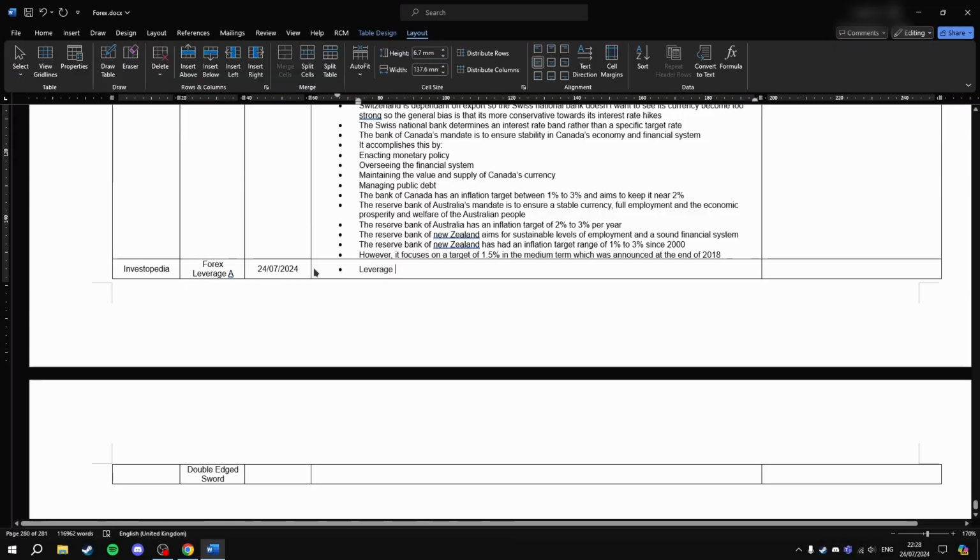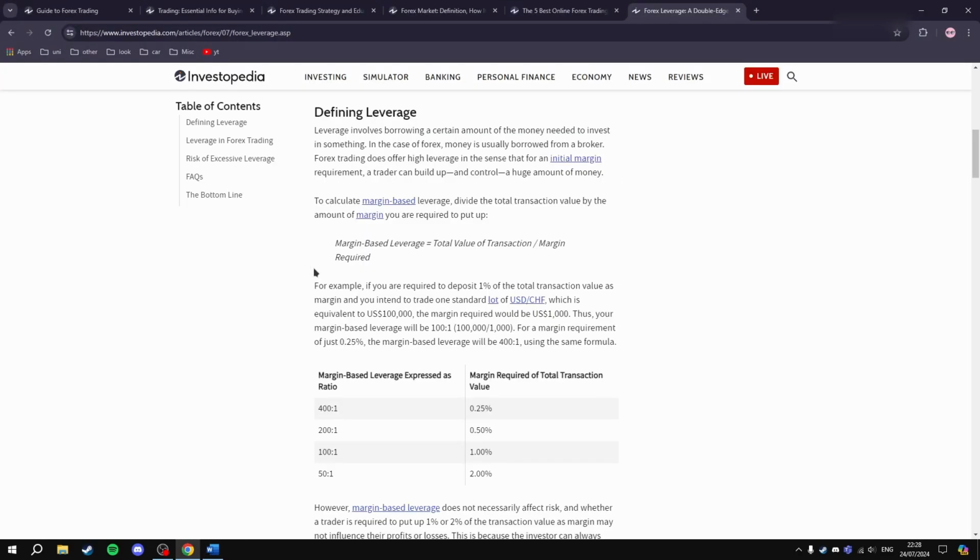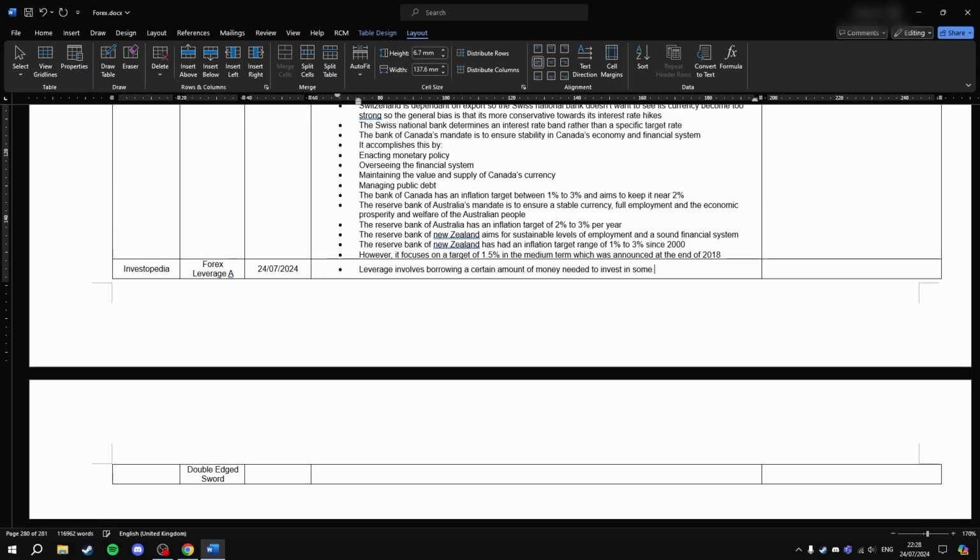Leverage involves borrowing a certain amount of money needed to invest in something.